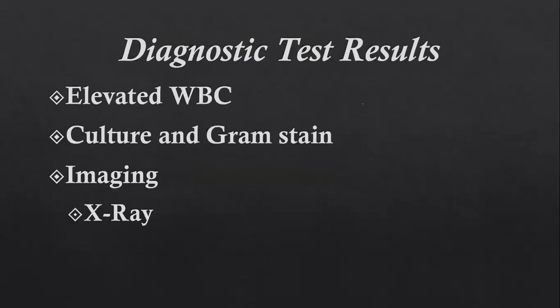You should also see an elevated white blood cell count. We'll get a culture and a gram stain of that area, drainage, and we'll send it off to see exactly what's growing there. And then you may get an X-ray to make sure this person doesn't have osteomyelitis. And you can see that on an X-ray. If it travels down into the bone, you should see osteomyelitis on there. You'll be able to see that. And this is destruction of the bone, infection of the bone.